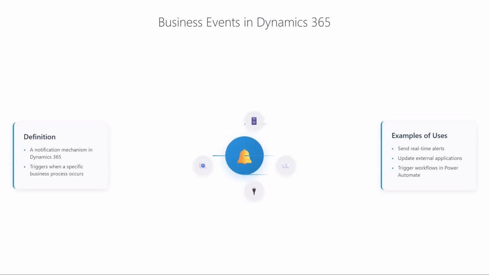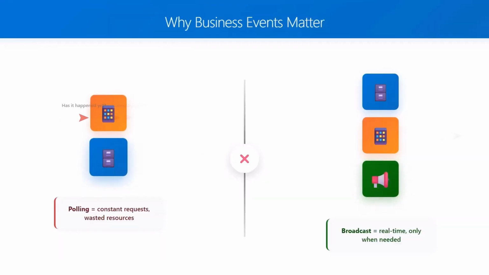We'll accomplish this using a technology called business events. A business event is a notification mechanism. Instead of an external application inefficiently polling Dynamics 365 by repeatedly asking if something has happened, we'll enable Dynamics 365 to send out a broadcast the moment a specific important action occurs. This event-driven approach is real-time and highly efficient.